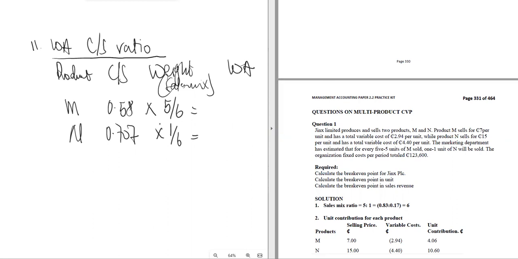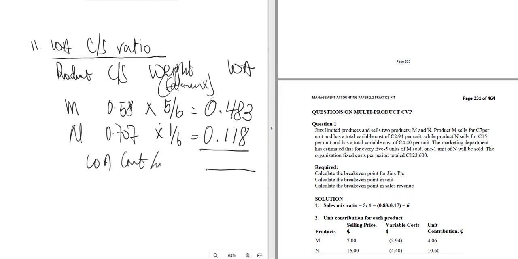And that gives us 0.483. Then we have 0.707 by 1/6. And that gives us 0.1178. So let's make it 118. Now we sum this up and that becomes our weighted average contribution to sales ratio, right? Okay, that's our weighted average contribution to sales ratio.